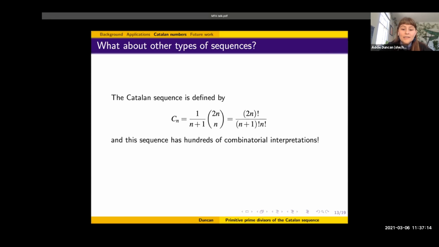Now, the Catalan sequence, if you've never seen it before, is given by this formula right here. There are lots of different formulas for it, in fact, but it uses binomial coefficients. It can also be written in terms of factorials. And the cool thing about this sequence is that it has hundreds of combinatorial interpretations. So a large number of problems in combinatorics tend to involve the Catalan numbers in their answers, which makes it a really interesting counting problem, as well as just an interesting sequence. So my question was, again, what is the Zsigmondy set of the Catalan numbers?